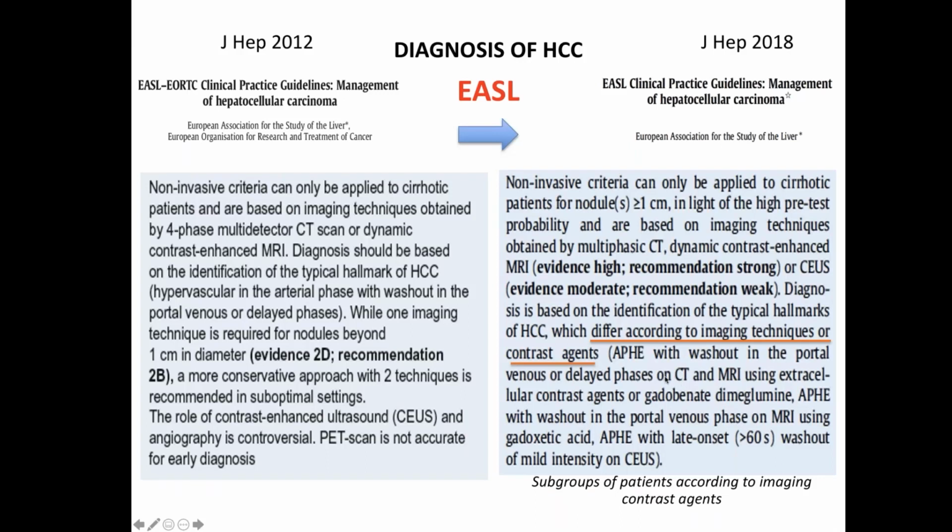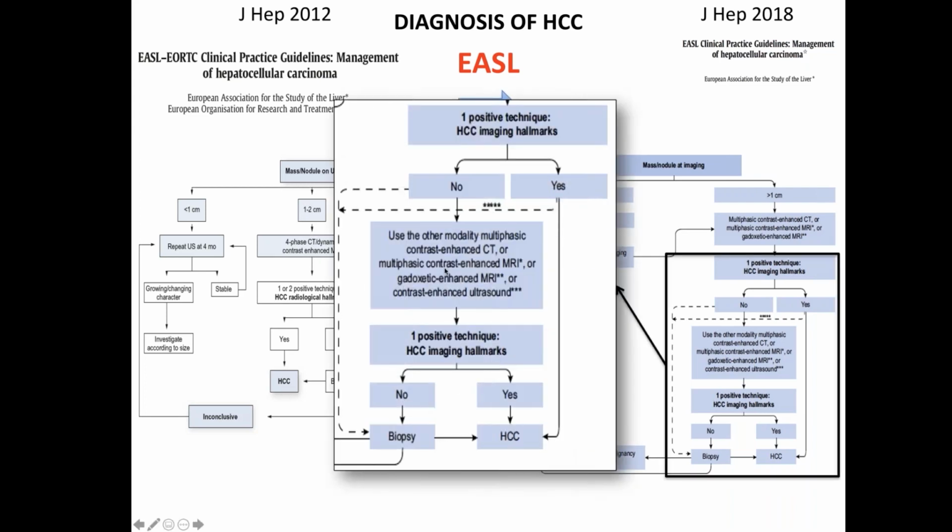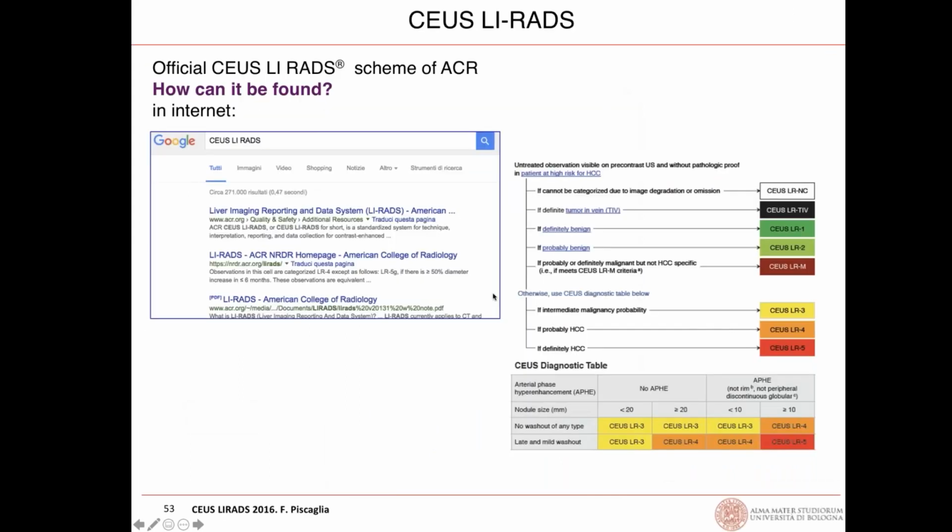And according to these studies, the new EFSUMB guidelines endorsed the use of CEUS. As you can see here, CEUS, evidence moderate, recommendation weak, can be utilized for the diagnosis of hepatocellular carcinoma. You start with CT or MRI because these can be utilized for staging, but if they are contraindicated or inconclusive, then you are allowed to use contrast ultrasound. These are the guidelines of 2 years ago, and they are very important for the practice of hepatologists worldwide.